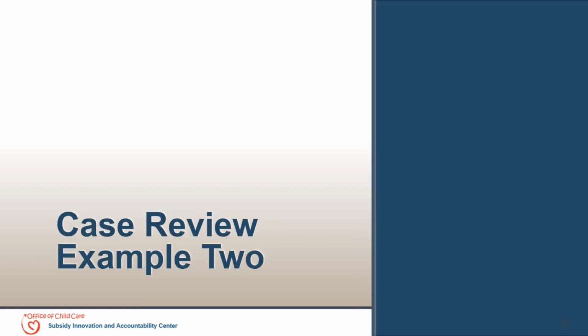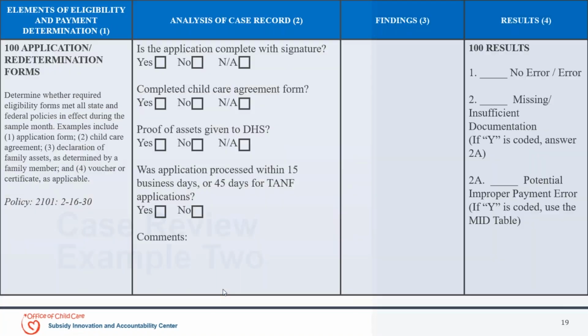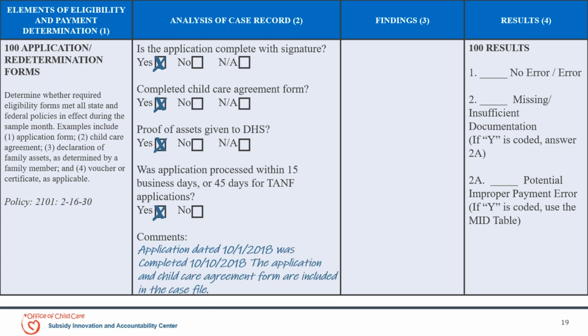All right, so let's move on to example 2. And again, I'm going to go through this a bit more quickly. In element 100, if you recall in our last example, that one did have an error. And in this example, there was no error. The application was dated 10/1 and it was completed 10/10. And these things were present in the case file. So there's no error here.